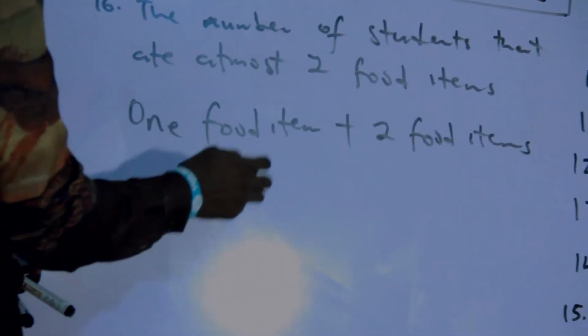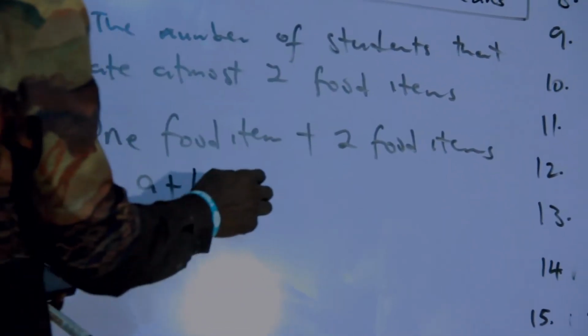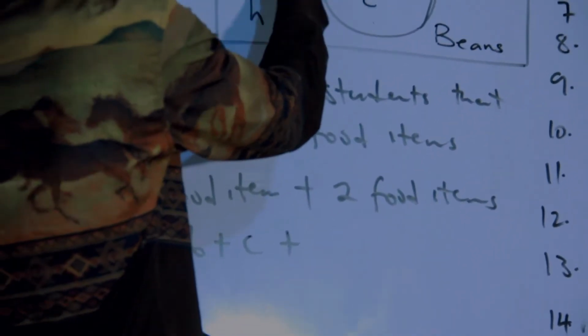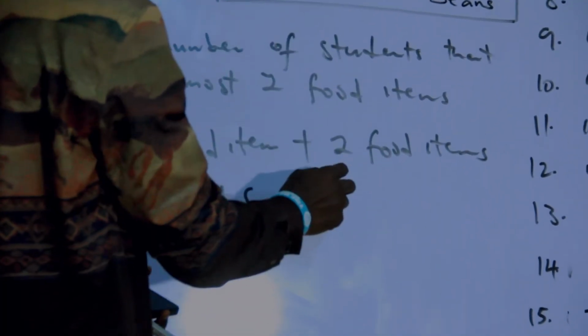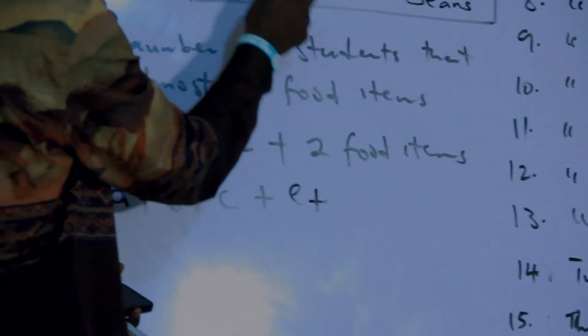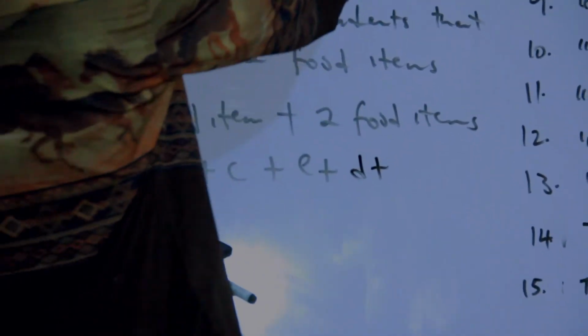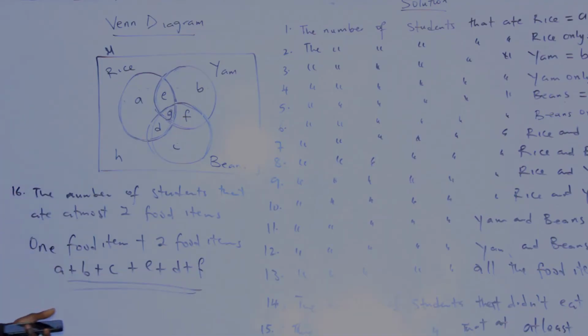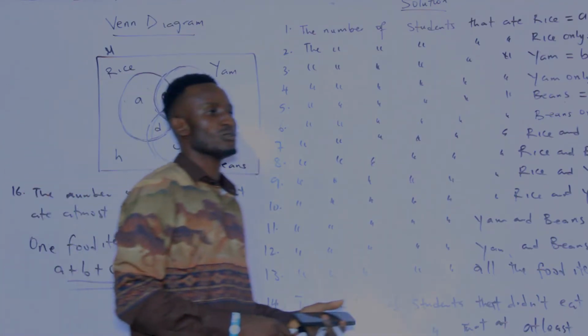Now, single food items, we have those that ate rice alone, that's A. Those that ate yam alone, that's B. Those that ate beans alone, that's C. With those that ate 2 food items: those that ate rice and yam alone, that's E. Those that ate rice and beans alone, that's D. Those that ate yam and beans alone, that's F. So this is the answer to at most 2 food items.